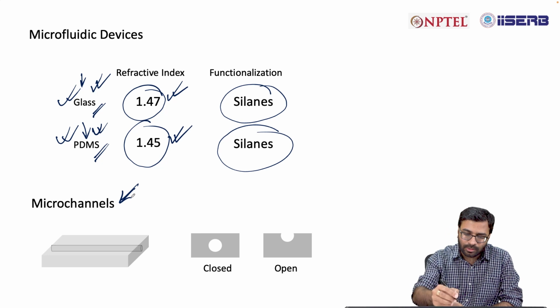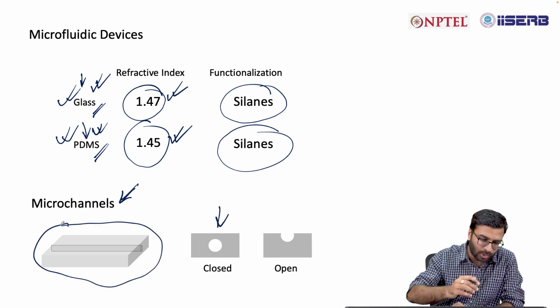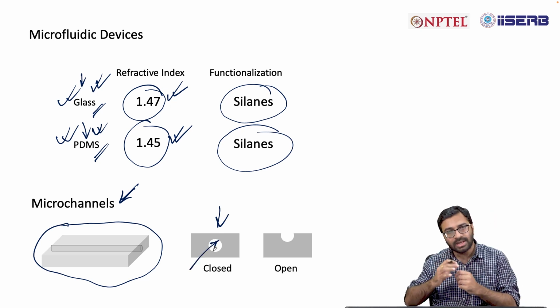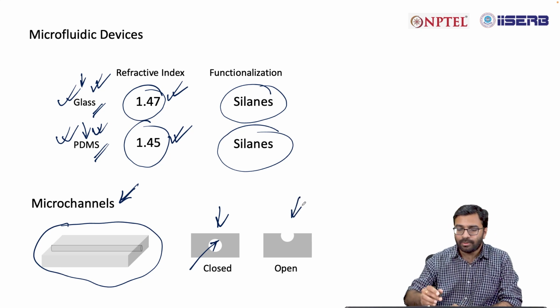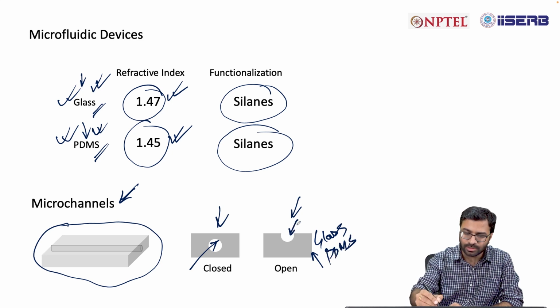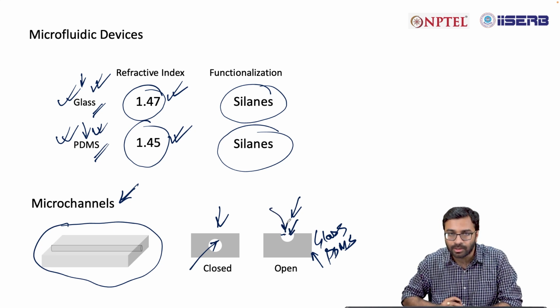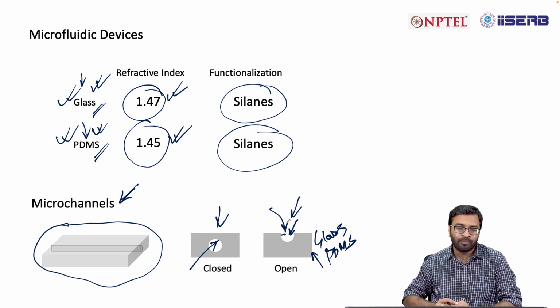microchannel can be either closed microchannel, where you have, say, a PDMS block and the microchannel is closed from all the sides, and then you have open microchannel, where you have the substrate present, say it's glass or say PDMS, and then the microchannel is open, that is, the top part of this microchannel is actually exposed to the environment. So, you can do experiments in both the setups based on your requirement.